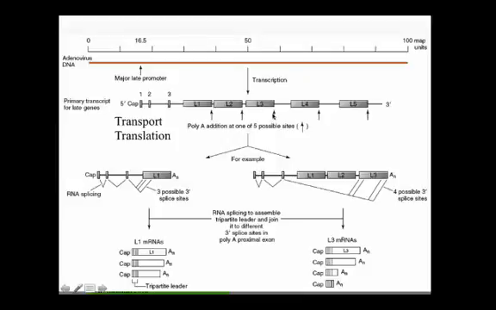It's right here underneath it. So transport and translation. So getting these RNAs out of the nucleus and getting them translated. Translation, it turns out that this tripartite leader is really good in terms of translational regulation.